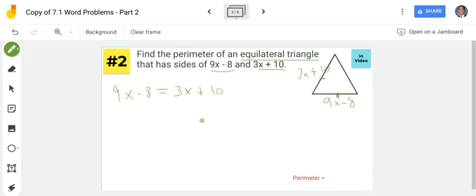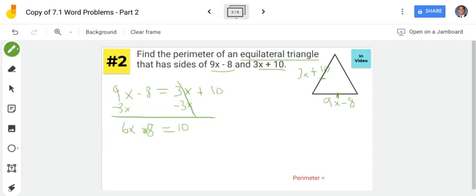Now I follow 5 steps to solve equations. I have no parentheses, no like terms. Let me get my x, my variable, on one side, so I'm going to move it to the left side. So those 3x's cancel. 9x minus 3x is 6x. I bring the minus 8 straight down. Equal sign comes straight down, and on the right side, I'm left with 10.